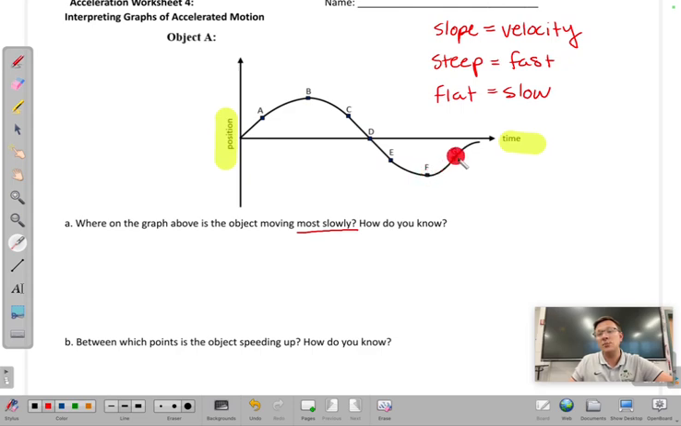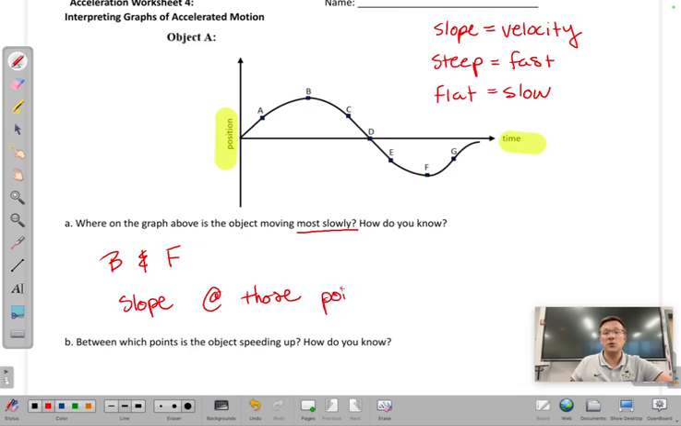And then it gets steeper again. So the points that we're interested in here would be points B and F because the slope is the most flat at that point, indicating that the object is either not moving or is moving very slowly. So B and F, and the reason for that would be slope at those points is most flat.